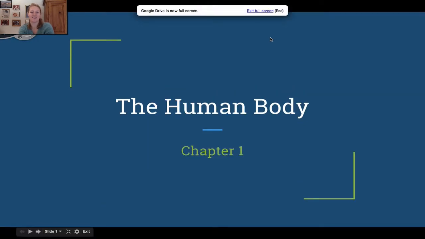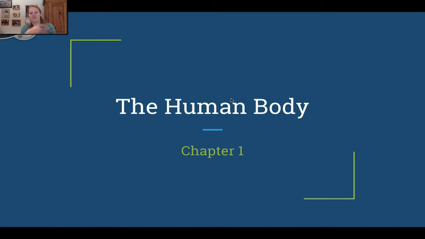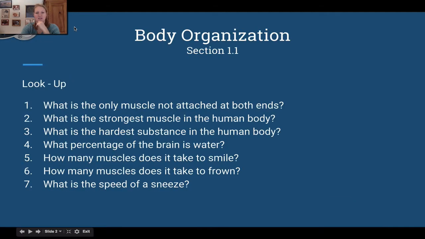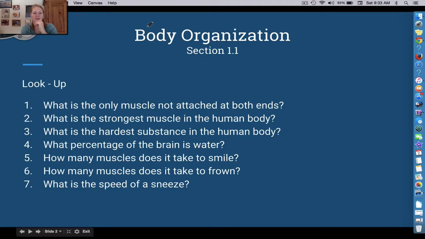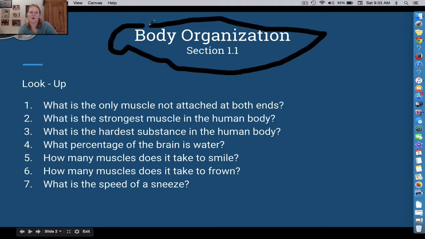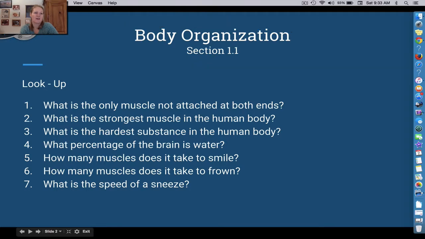I would like to talk to you about the human body. Let's start our notes on this. We are discussing the human body, which is our overall unit. We're in chapter 1 right now, and all I want you to write on this next slide is just the title. We'll do this in class, but if you could just write that Body Organization is the title of section 1.1. Okay, and then we will move on to the next section.